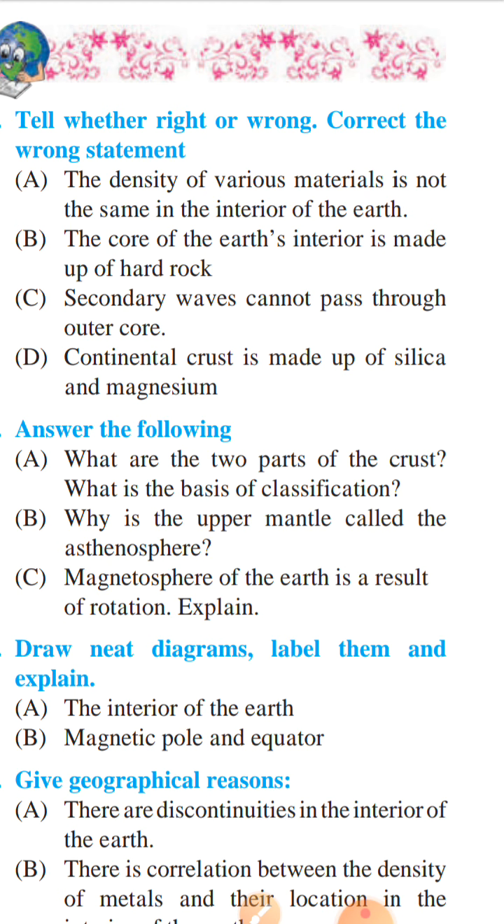Yes. And it is from this weaker zone that the molten rock material, which is called magma, finds its way and comes to the surface during volcanic eruption. Isn't it? It comes on the surface of the earth during volcanic eruption. Okay, understood everyone?